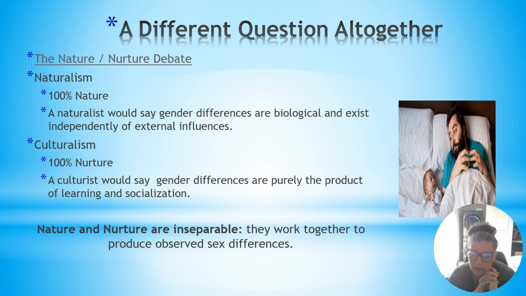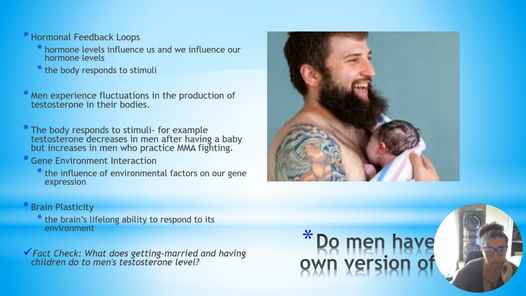The truth is that nature and nurture are essentially inseparable. They work together to produce the sex differences that we see. Nothing is completely 100% nature or completely 100% nurture. Some of the cool things that we see with that connection of nature to nurture include things like hormonal feedback loops and brain plasticity.